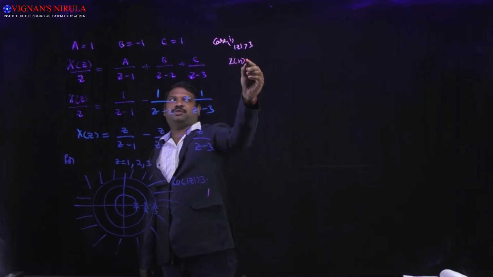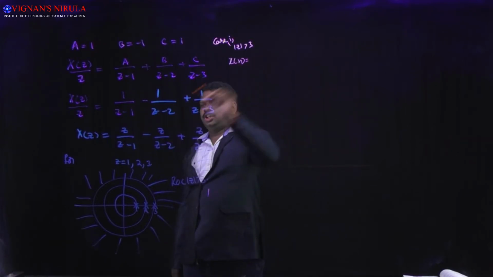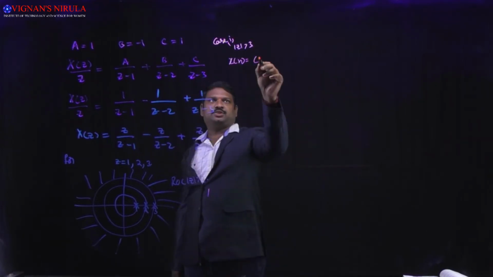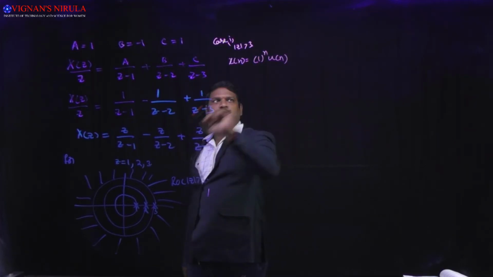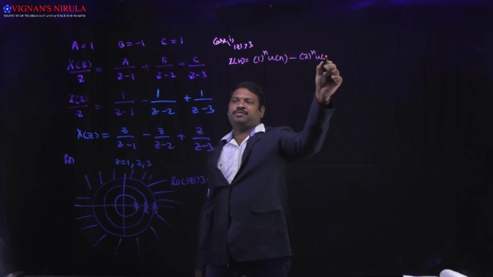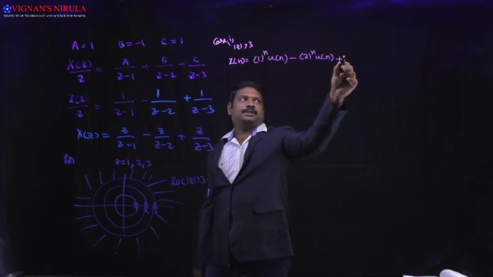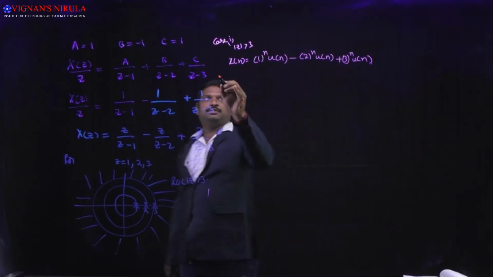That's why x of n is equal to, here, z by z minus 1, its inverse Z transform is 1 power n u of n, for this one minus 2 power n u of n, plus 3 power n u of n. That is for the case 1.